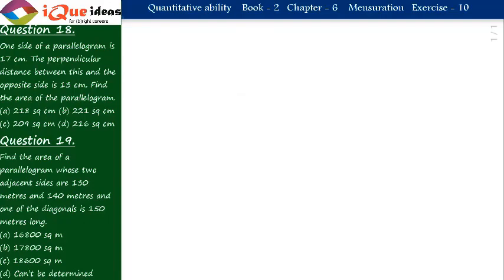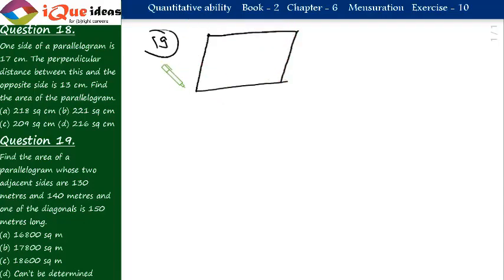Now let's take up question number 19. It says the area of a parallelogram whose two adjacent sides are 130 and 140 and one of the diagonals is 150. Let's draw the diagram first. This is the parallelogram. Let's say this side is 130 meter, this side is 140 meter, and suppose this diagonal is 150 meters.